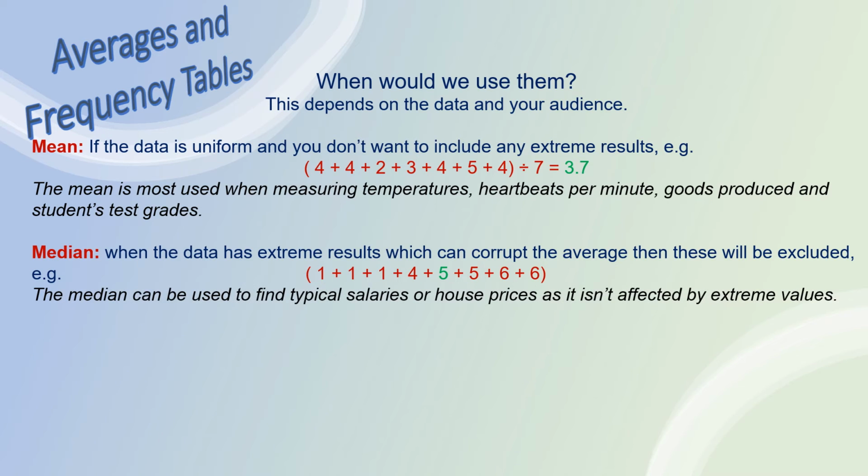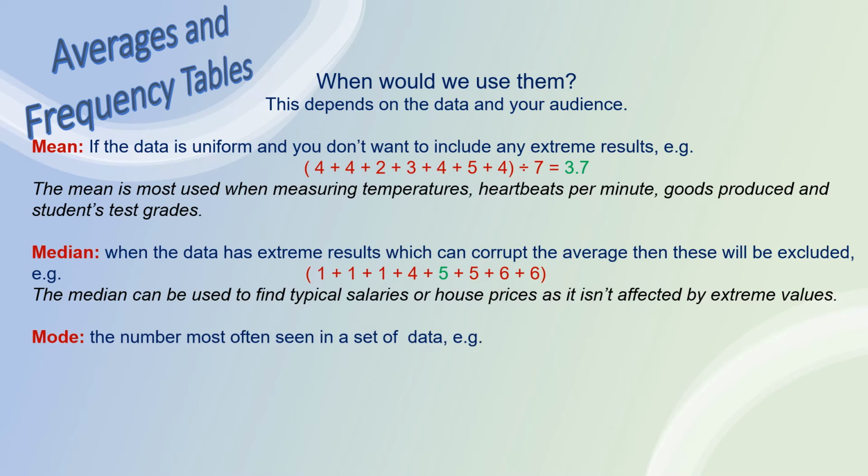The median can be used to find typical salaries or house prices that aren't affected by extreme values. If you think of typical salaries, say the average salary in this country is £50,000. Well, if we use the median, then that excludes all the people on minimum wage and it excludes all the millionaires. So it's a number that's in the middle, which doesn't have your extreme results. It may not be a fair average, but that's how it's calculated, and that's how the house prices are calculated as well. So you can take these averages and manipulate them to suit your audience.